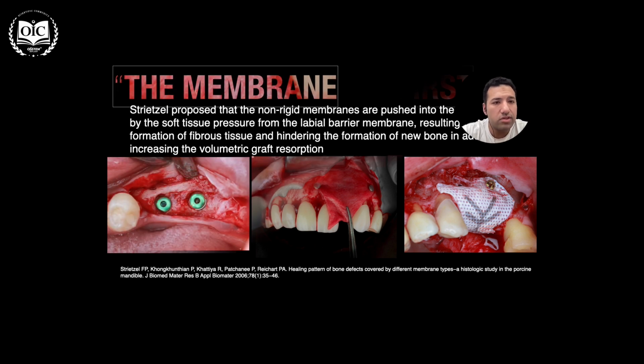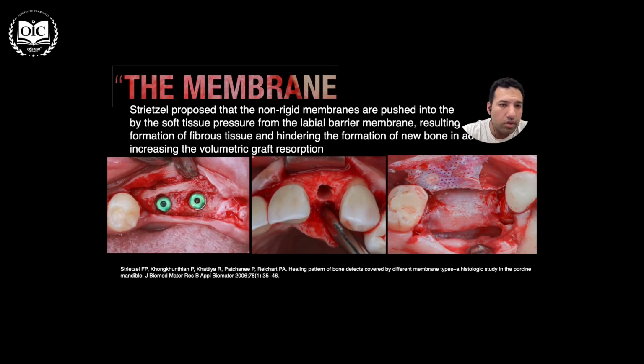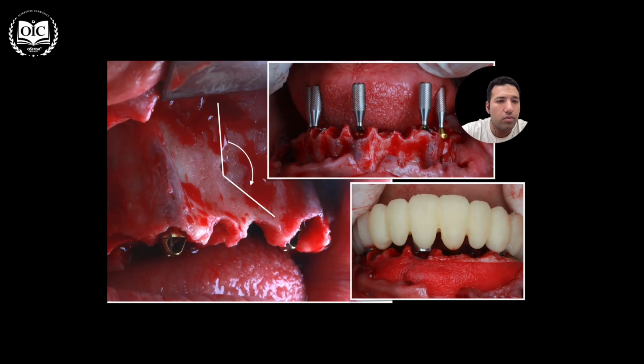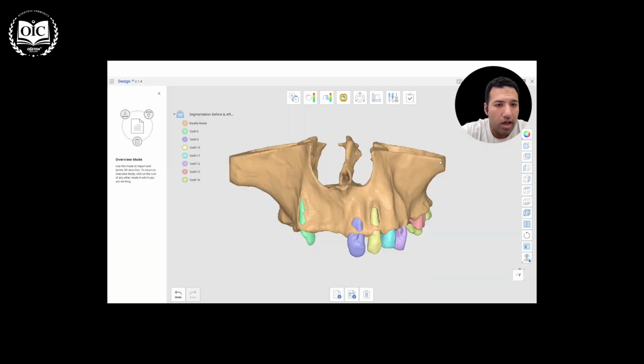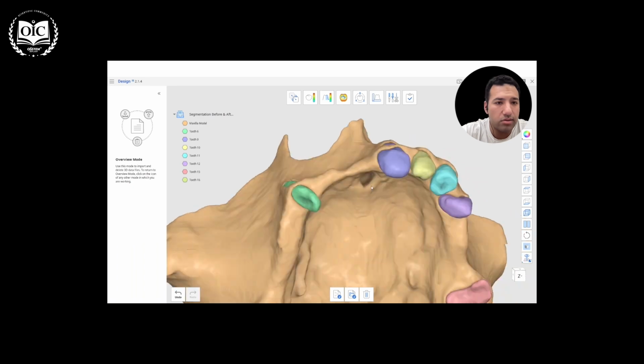So with rigid membranes, we apply rigid membranes with more flat angles, and we apply soft membranes with more confined angles. This is a case of similar situation, but the angle actually is different. It's a full arch reconstruction. We place the implants, and we need to do a reconstruction for this buccal bone concavity to restore the labial convexity around the implant crowns later on.